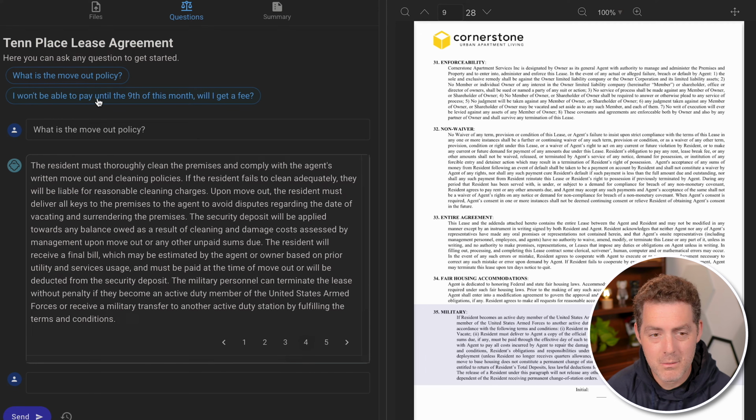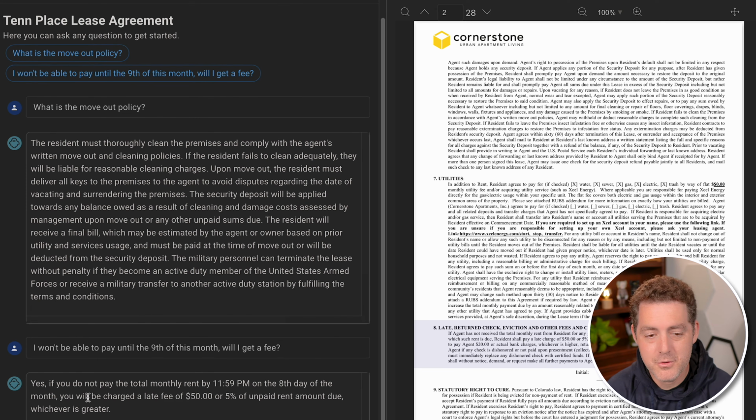So I won't be able to pay until the 9th of this month. Will I get a fee? Let's ask. Yes, if you do not pay the total monthly rent by 11:59 p.m. on the 8th day of the month, you will be charged a late fee of $50 or 5% of unpaid rent amount due, whichever is greater. Easy. I didn't have to scan through this whole document to find that section.